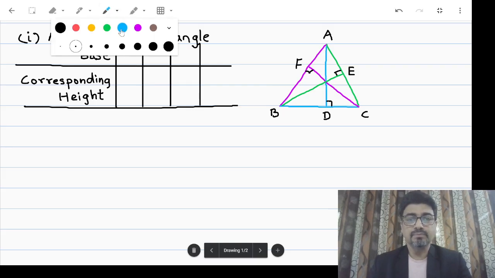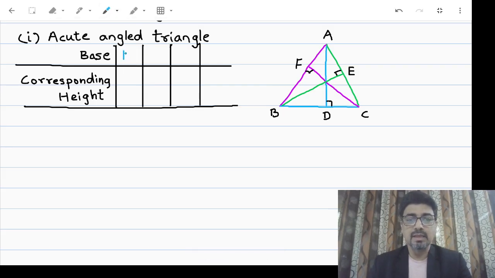So let us write that down. For the base BC, what is the corresponding height? The corresponding height is AD. Right? Now, next, consider the side AB. For AB, the corresponding height will be the perpendicular drawn from opposite vertex C. So, from C, the perpendicular is CF. CF is the corresponding height for the side AB. Let's make a note of it. So, for the base AB, the corresponding height is CF.